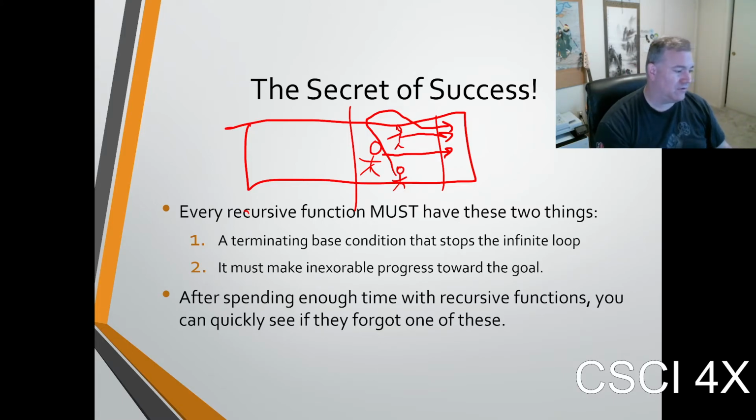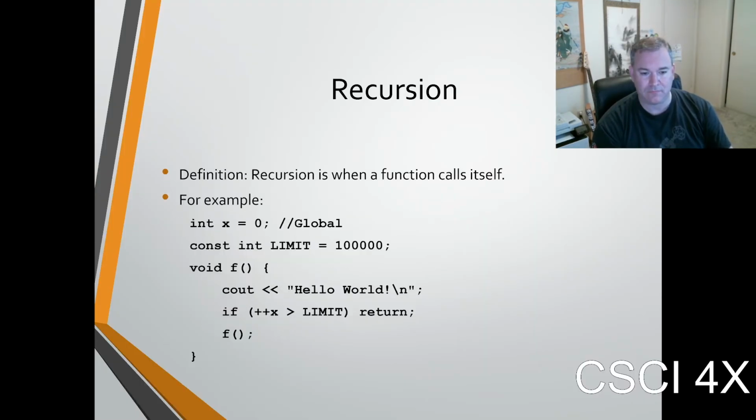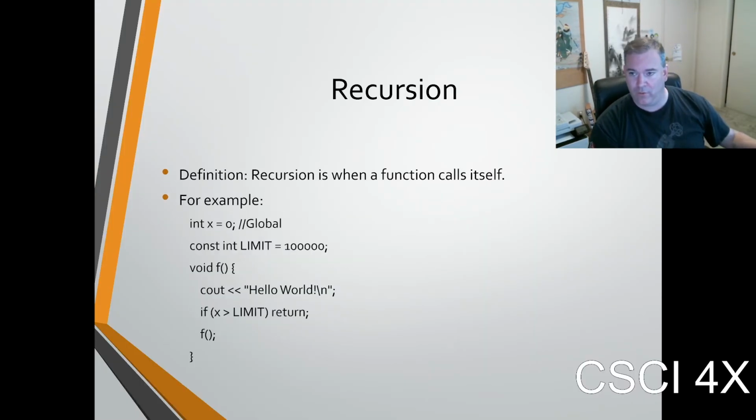Okay? These are the two things that you have to have in every recursive function. You must have a terminating base condition, and you must have a recursive step that always moves you towards the finish line. So here, which one of those two things are we missing? Do we have a terminating step? Yes. Are we always moving towards the finish line? No. Why? Because x doesn't increase.